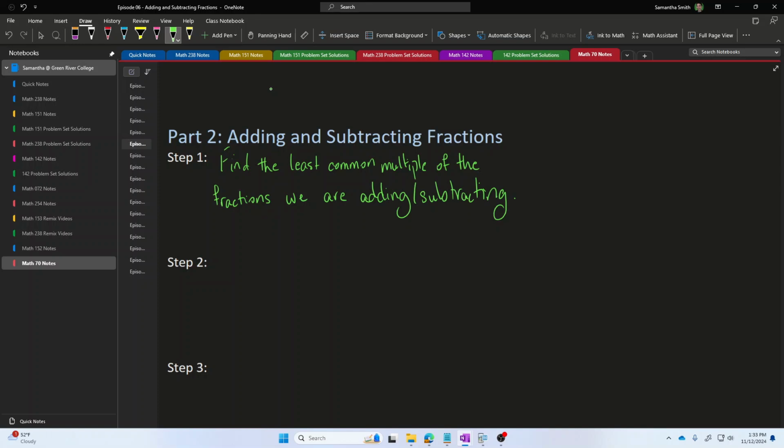Step number two is then to rewrite all of the fractions so that they have a denominator equal to this least common multiple.